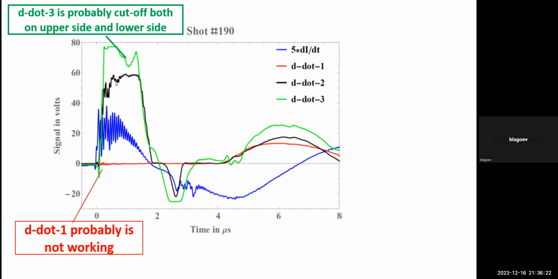Here, the second D-dot probe shows some structure, and here there is a zero part, and this shows that probably here, maybe it's seen on the next slide.